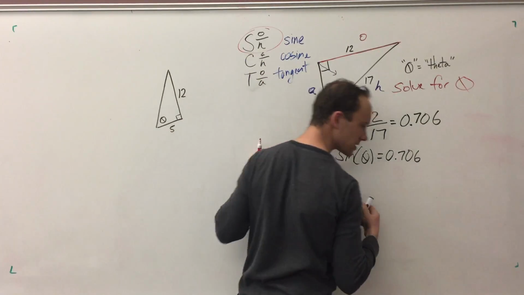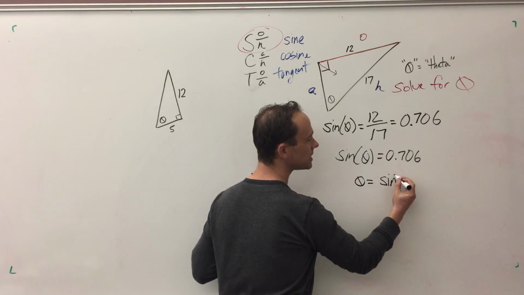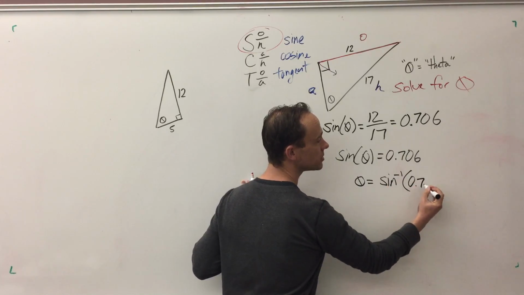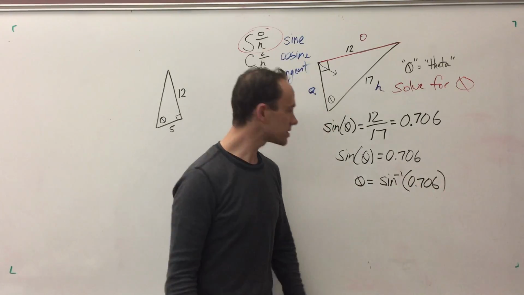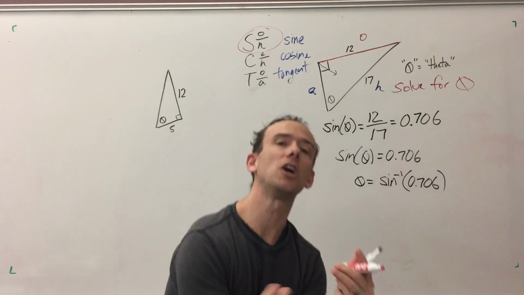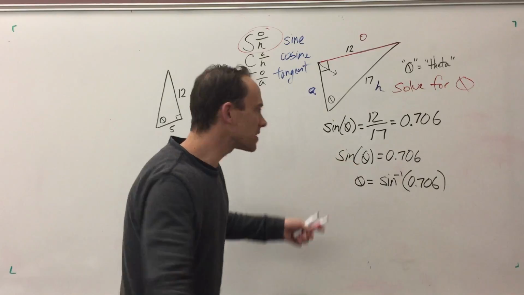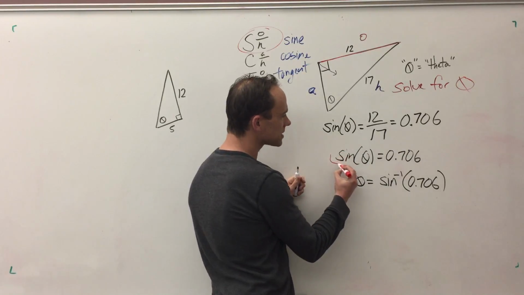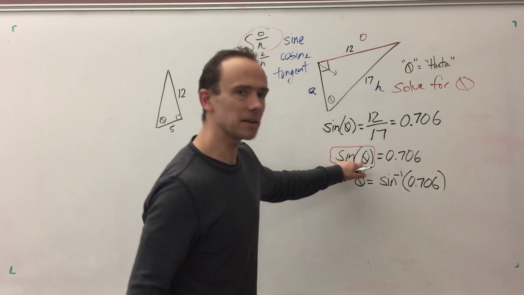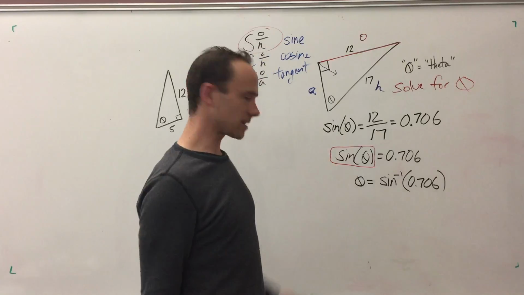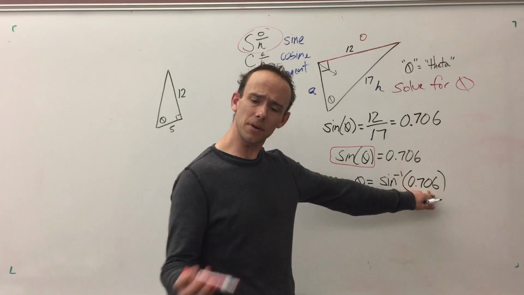So watch this little move here. You say, okay, theta must be equal to the inverse sine of 0.706. A couple of common mistakes that happen are students try to divide by sine or something. Remember, this is a symbol. These things come together. This reads the sine of theta. It's not sine times theta. It's the sine of theta. So now we've got theta is equal to the inverse sine of this number.